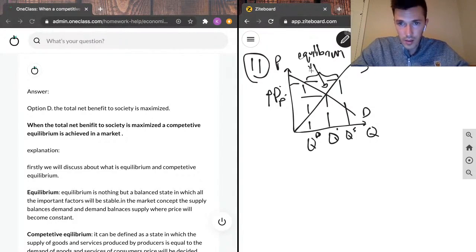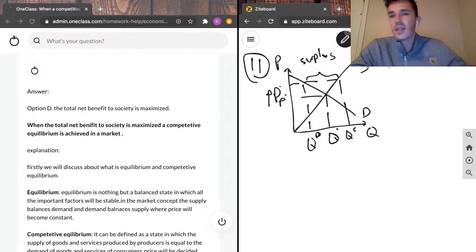As a result, there's going to be a shortage. Oh, sorry, that's a surplus. My bad. I'm going to erase equilibrium now just to make this clear. There's going to be a surplus.